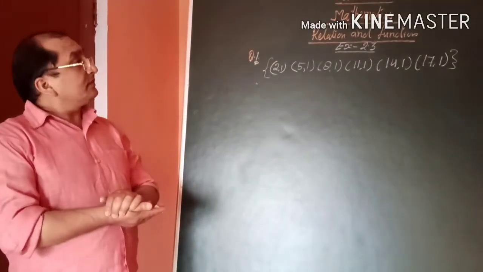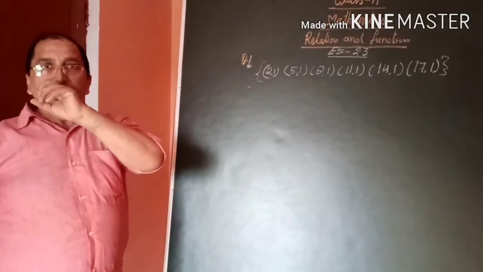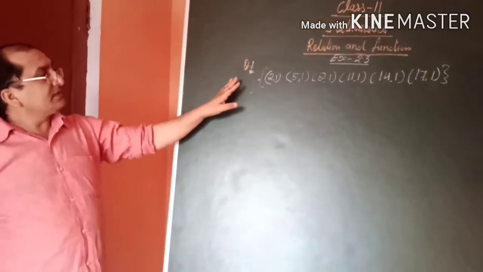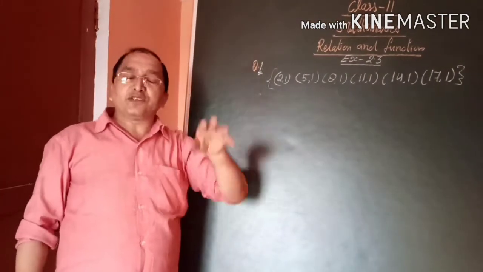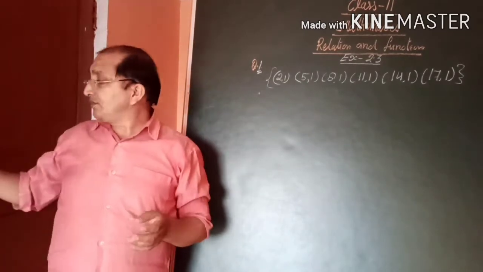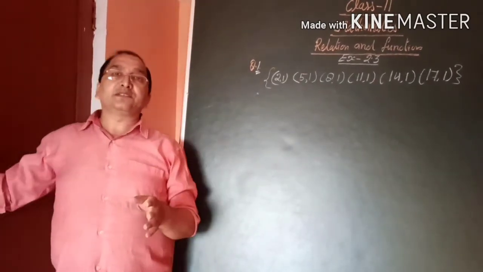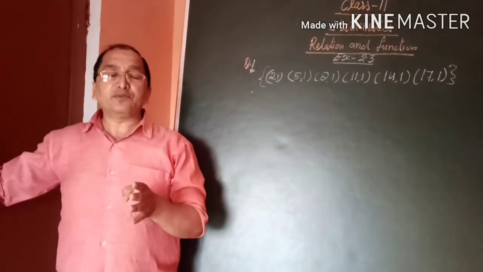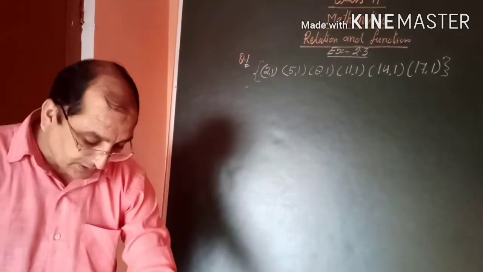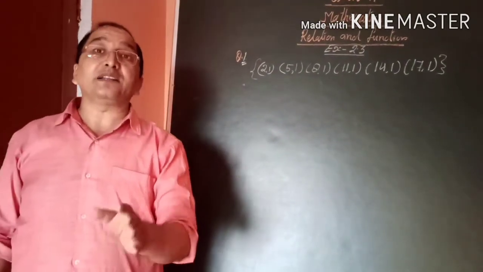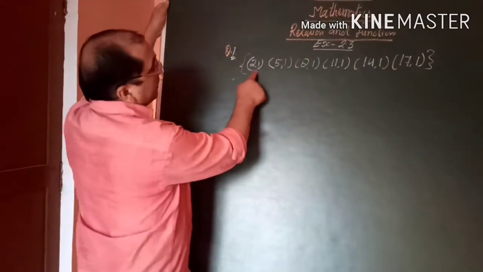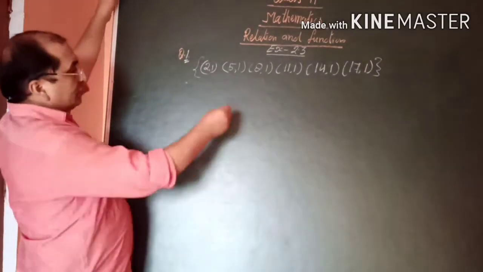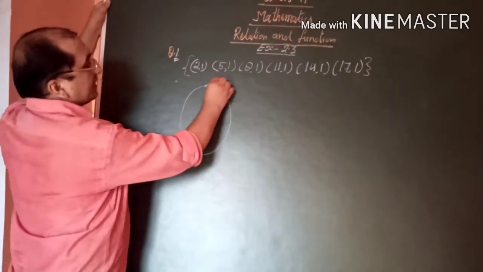Okay, now today we will start exercise 2.3, NCERT questions. Question number 1: determine whether the given relation is a function or not. I already discussed with you that every function is a relation, but every relation is not a function. We have to define whether these given relations are functions or not, and which of the following relations are functions. Now see, (2,1), (5,1), (8,1), (11,1), (14,1) and (17,1) is given. So for determining this, is it really a function or not?